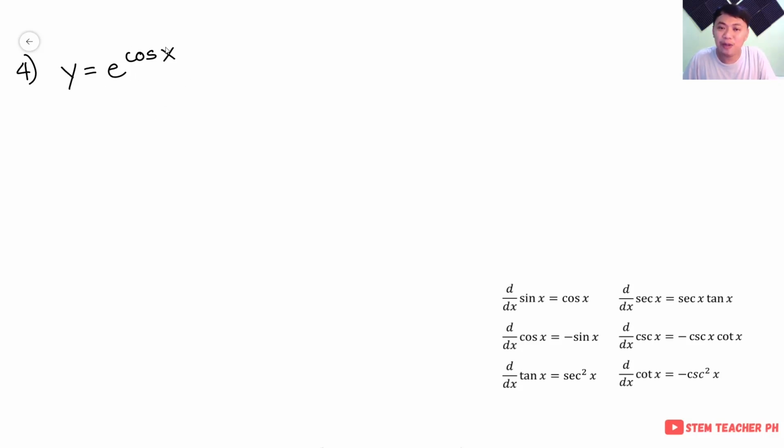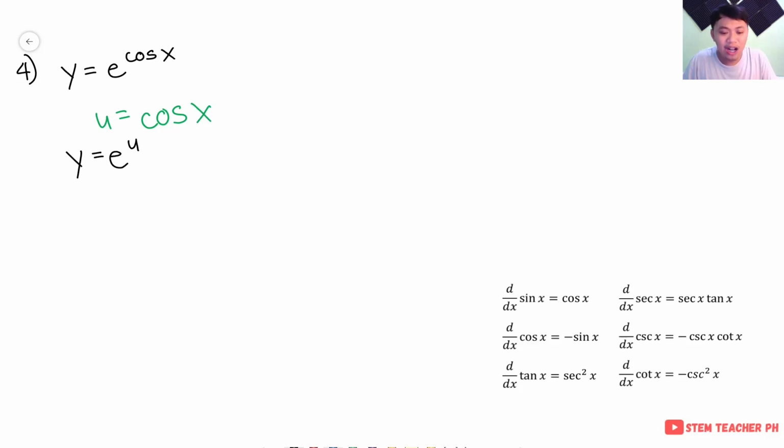Pero again, kapag exponential, we apply chain rule, ilelet lang natin as u yung nasa exponent. So doing that, we let u, para chain rule tayo, is equal to the exponent that is cosine of x. And then eto, our y, we already become e raised to, the cosine of x na nasa exponent will become u, e raised to u.